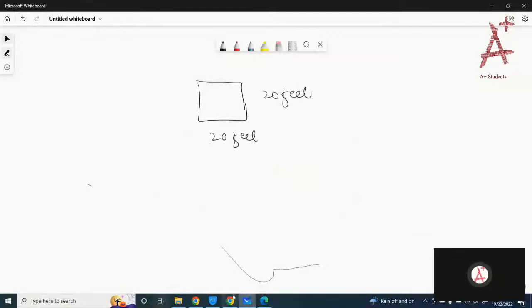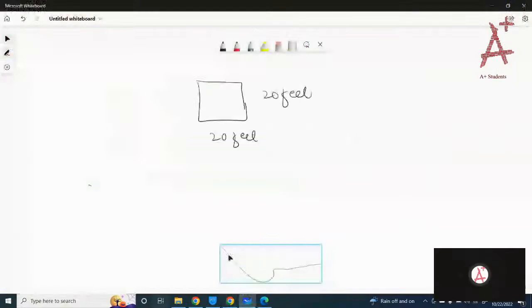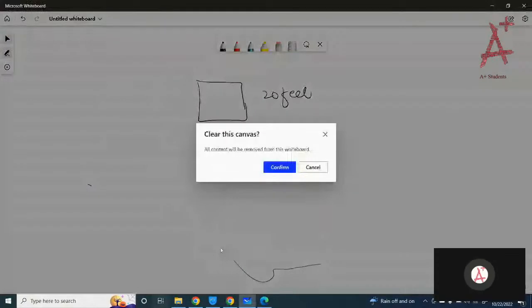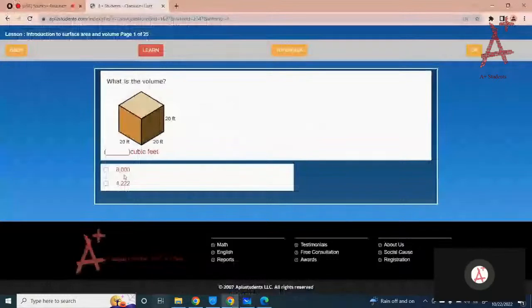You don't have to find the area, you have to find the volume. Sorry, we have to find the volume of the cube. So for the volume you have to do side times side times side. Got it? You have to multiply all three sides. All three sides have the same length. So just multiply 20 times 20 times 20 and it would be 8,000 cubic feet. Because you have to find the volume, not the area. Select the correct option and then click on the OK button.